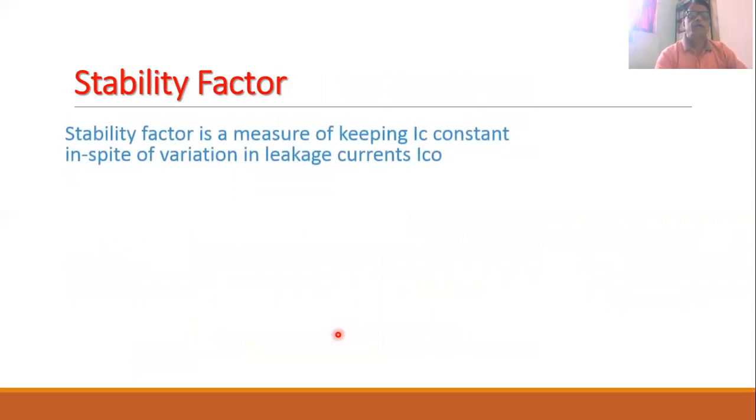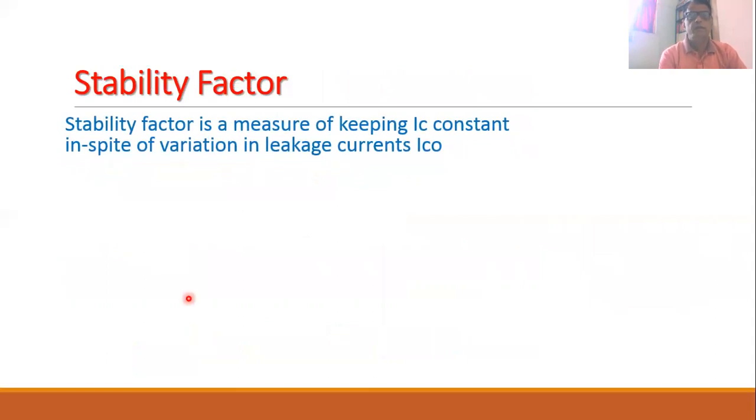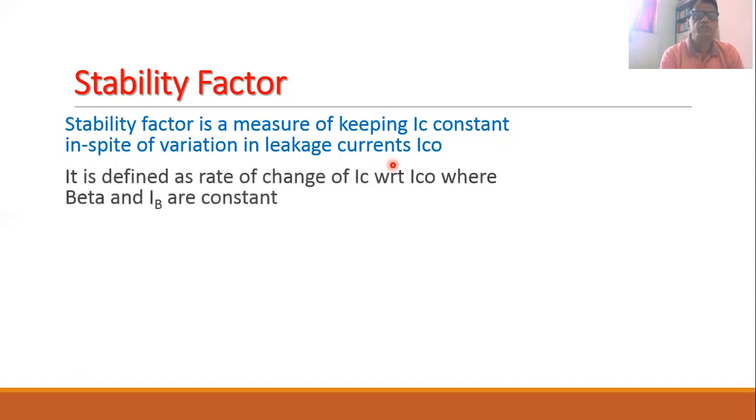Now we are in a position to define the stability factor for a transistor. Stability factor, you can say, is a measure of keeping the collector current constant in spite of the variation in the leakage current of the transistor. Because we know that when there is change in the leakage current, then ultimately it causes change in IC. And when IC gets changed, it causes the variation in the stability of the transistor, or the biasing of the transistor gets changed.